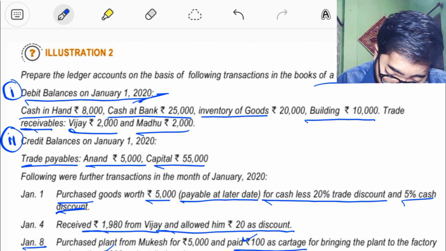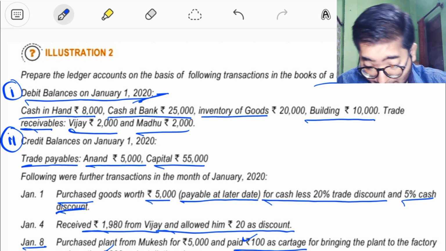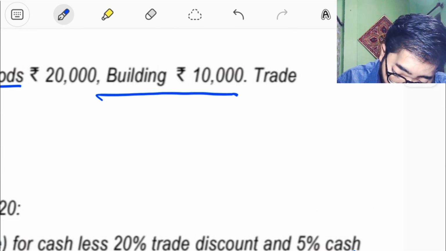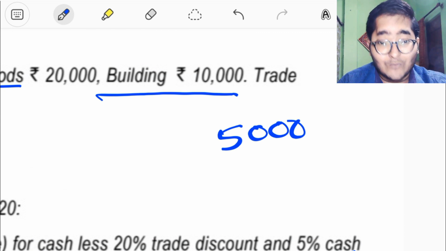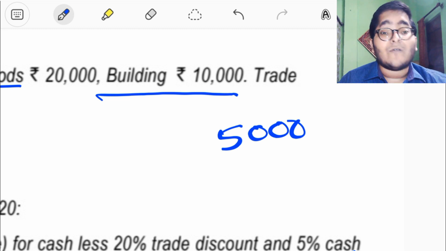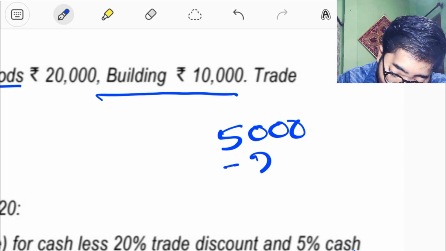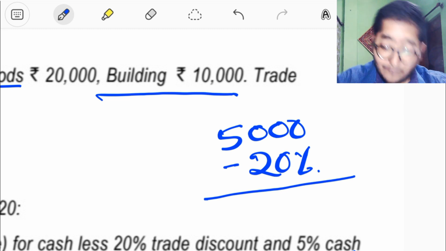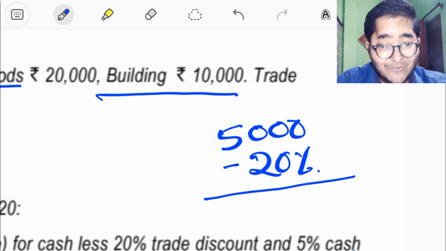The purchased goods for rupees 5,000 payable at a later date, for cash less 20% trade discount. So 20% trade discount. The goods is worth rupees 5,000. But 20% trade discount is provided. The firm from whom the goods are purchased gives us a 20% discount. So minus 20%, this value would be transferred to the books of the firm. Purchases were for, so let's open up the calculator.